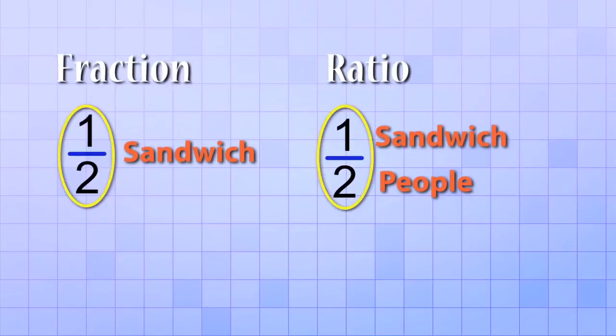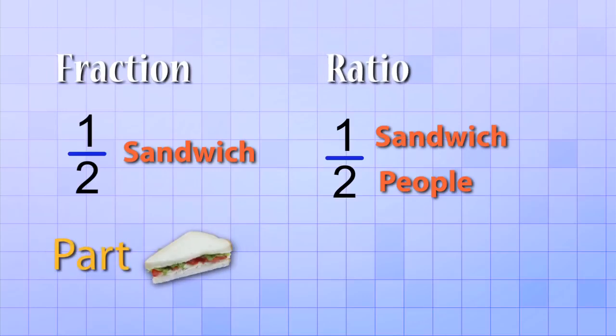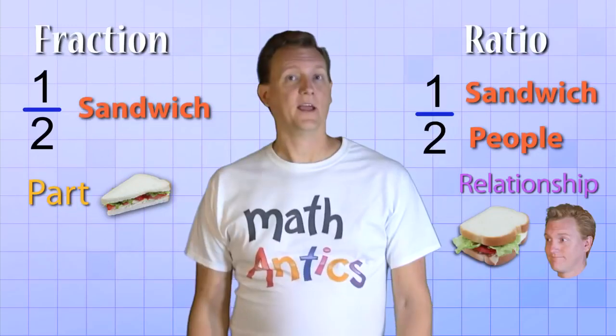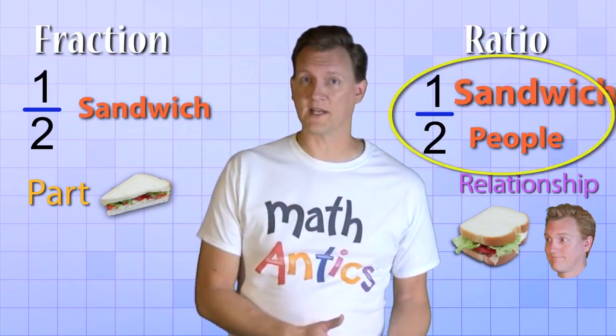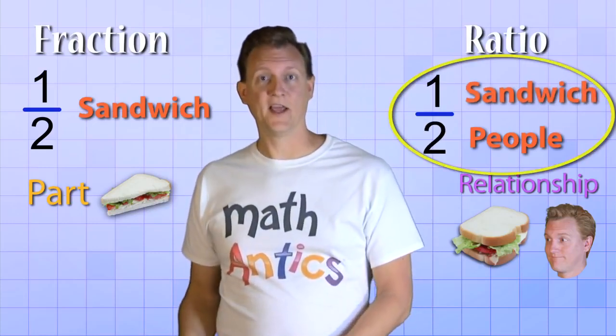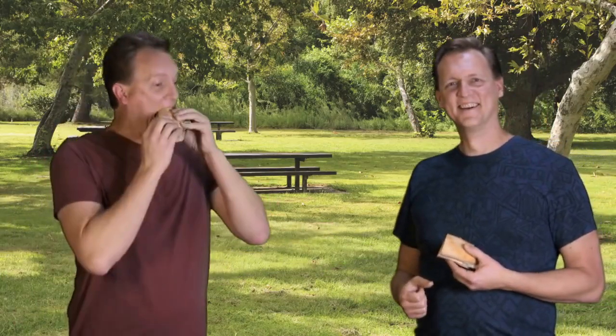Do you see the difference between our fraction and our ratio? The math part of each of them is the same. But with the fraction, both the top and bottom numbers are referring to the same thing, the sandwich. However, with the ratio, the top and bottom numbers are referring to different things, sandwiches and people. The fraction shows a part of something, but the ratio shows a relationship or a comparison between 2 different things. And you can see that they're the same thing mathematically, because if you did have the ratio of 1 sandwich per every 2 people on a picnic, guess how much of a sandwich each person would get? Yep, half a sandwich.